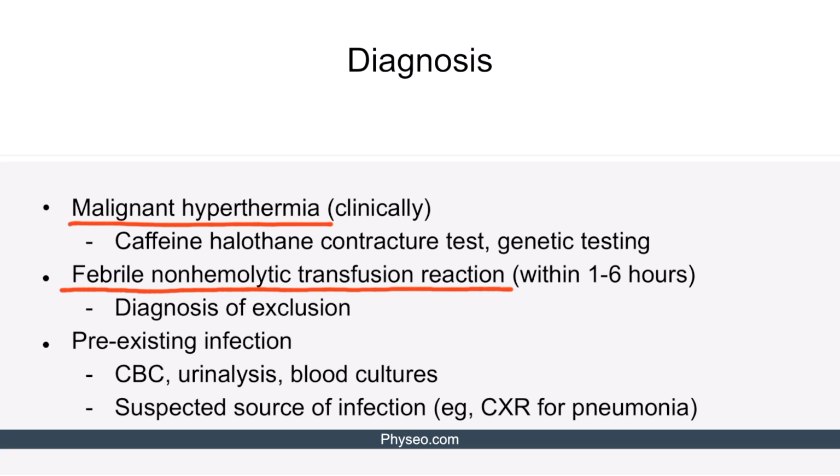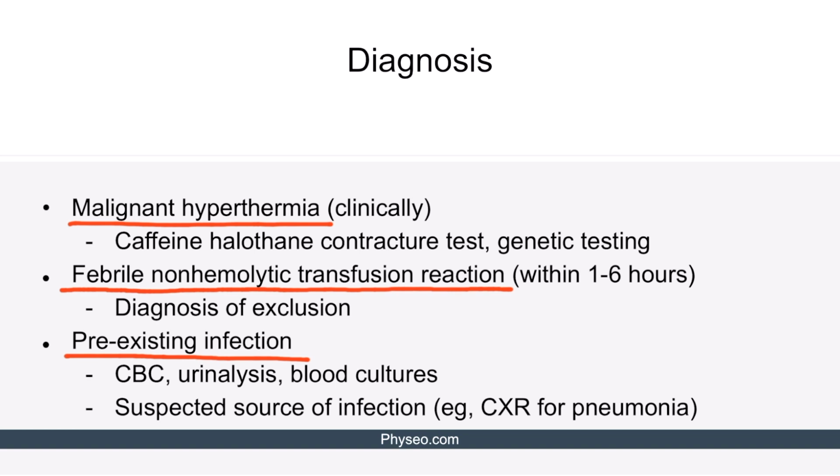Speaking of infections, pre-existing infections are common causes of immediate postoperative fever, like we discussed before. So how do you diagnose it? Well, the initial workup includes a CBC, urinalysis, and blood cultures. And that makes sense. A pretty broad array of labs. You're just trying to identify where the infection is coming from.